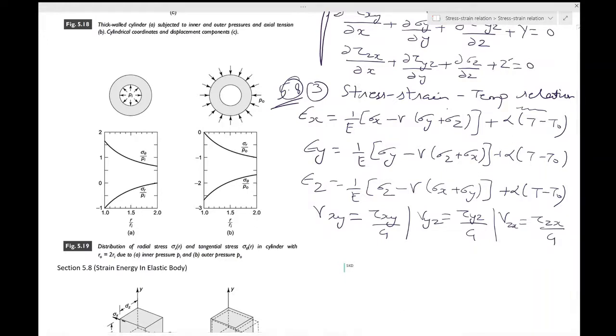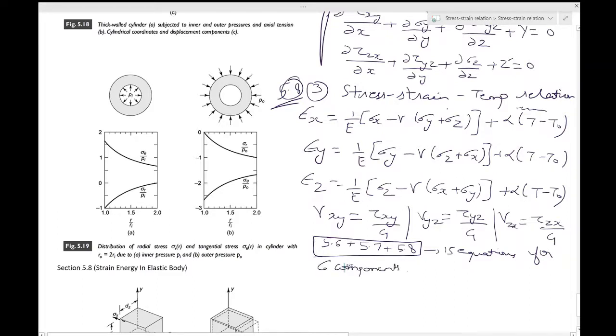Okay, so the equilibrium equation 5.6, the strain displacement relations equation 5.7, and the stress strain temperature relations 5.8, they provide you 15 equations for 6 components of stress, 6 components of strain, right, and 3 components of displacement.